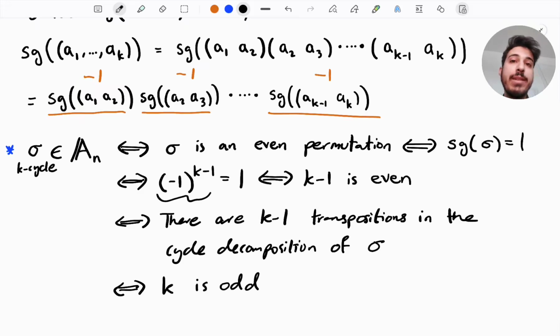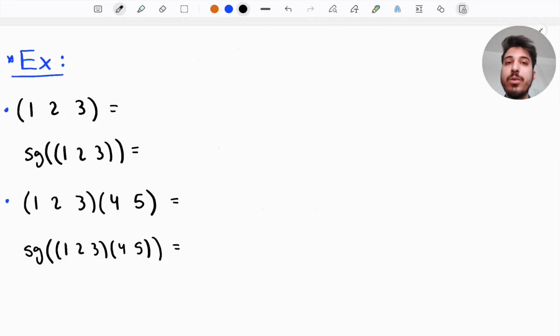So if sigma is a 3-cycle, then sigma is even. If sigma is a 6-cycle, 6 elements in a cycle, then sigma is an odd permutation and it does not belong in An. For example, we have the cycle (1 2 3) in S3. How can we write (1 2 3) as a product of transpositions? Remember, a transposition is a 2-cycle, and we want to turn this 3-cycle into a product of 2-cycles. So the simplest way to do that is just to write (1 2)(2 3). And you can verify yourself that this is in fact equal to (1 2 3).